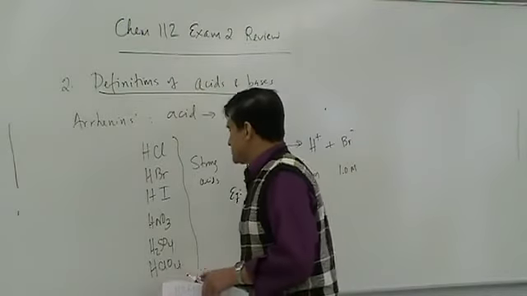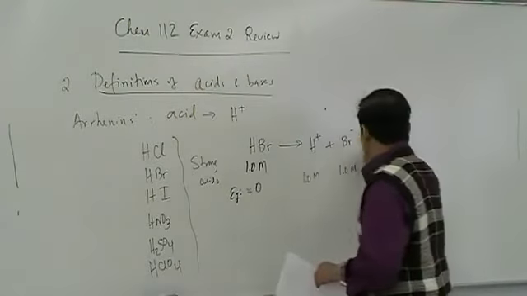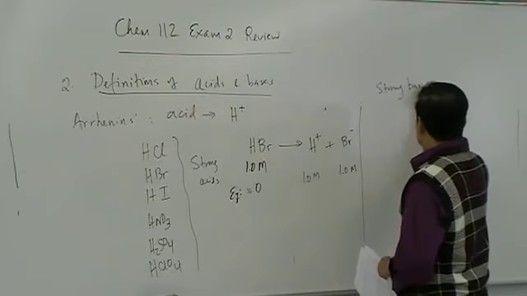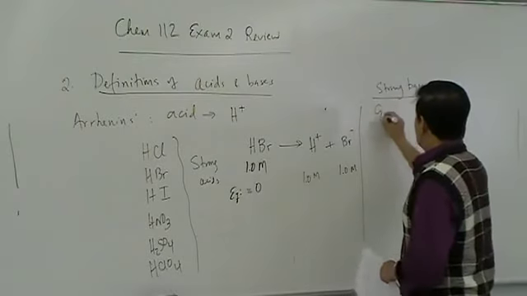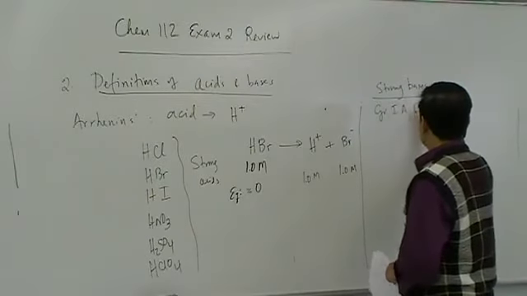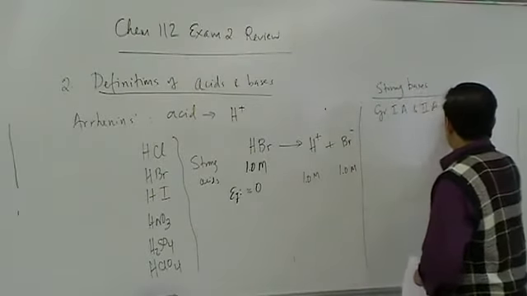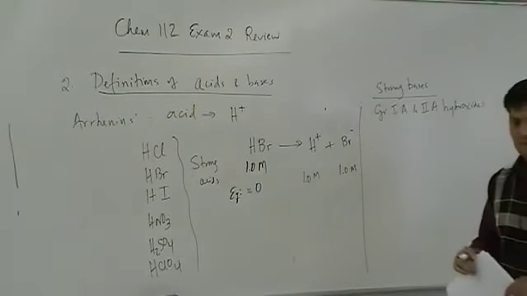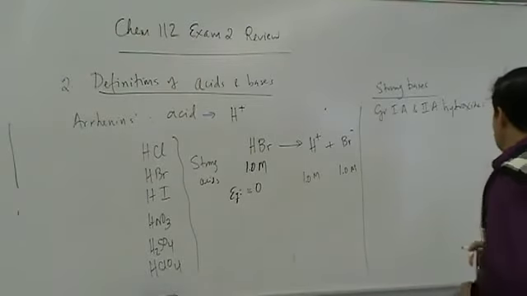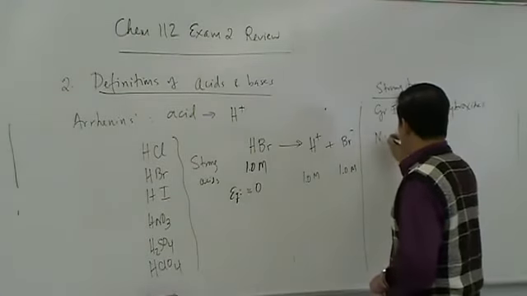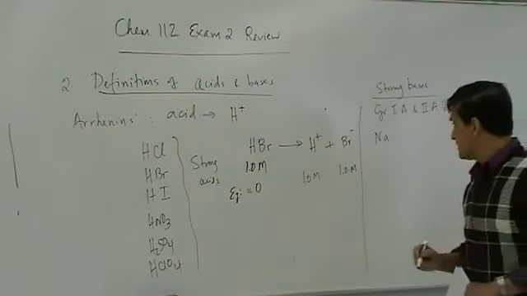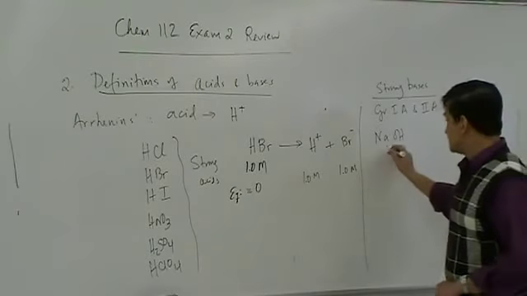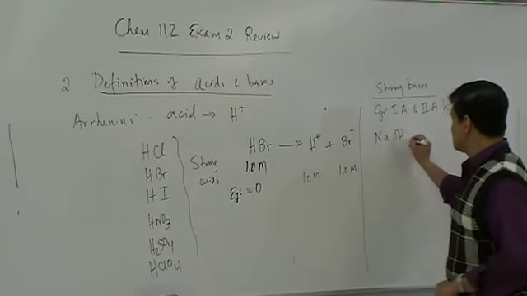What about the strong bases? Group 1A and 2A hydroxides are strong bases. For example, sodium is a member of group 1A. Hydroxide, OH. How do I know it's NaOH? Sodium is +1, OH is -1.